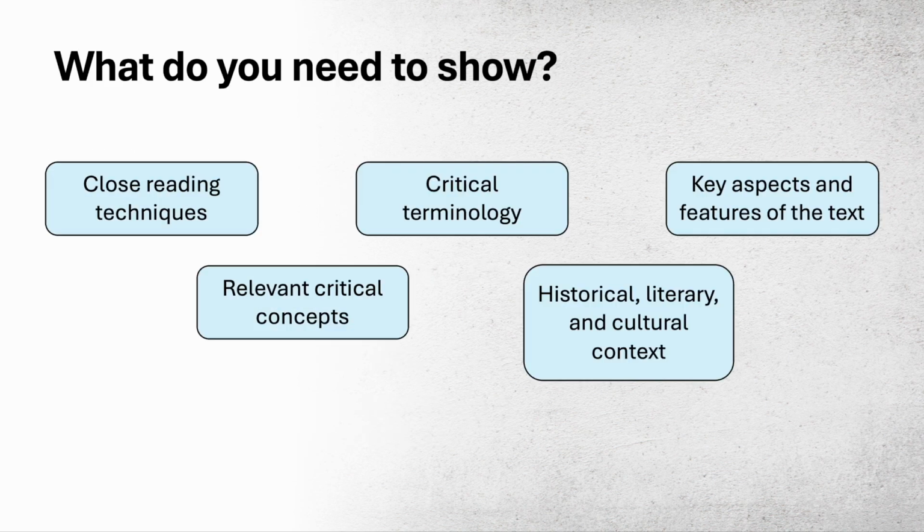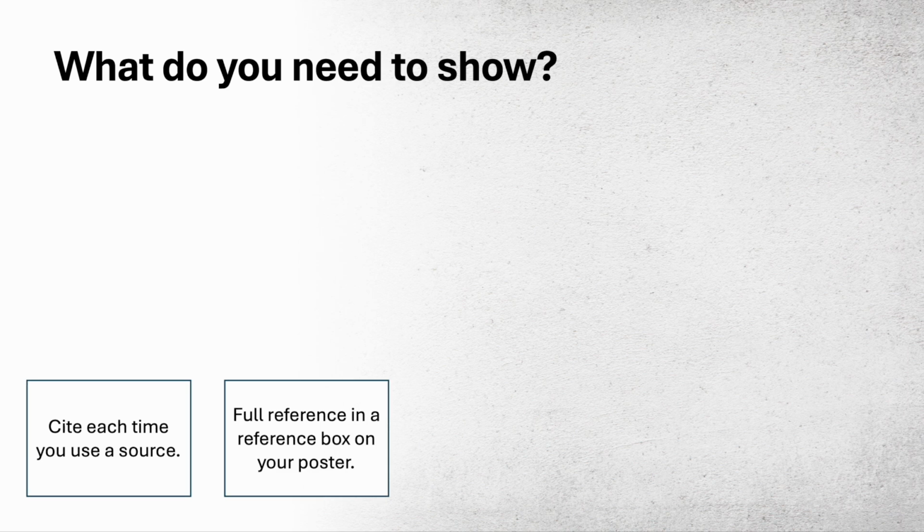What do you need to show? Well, you need to show your ability to close read. You need to be able to show that you can use critical, subject specialist terminology. If you're looking at texts, you need to be able to draw the key aspects and key features out of the text. You need to look at relevant critical concepts and historical, literary and cultural contexts of the topic you're looking at. You also need to make sure you're citing each time you use a source and that you provide the full source information in a ref list on the poster.